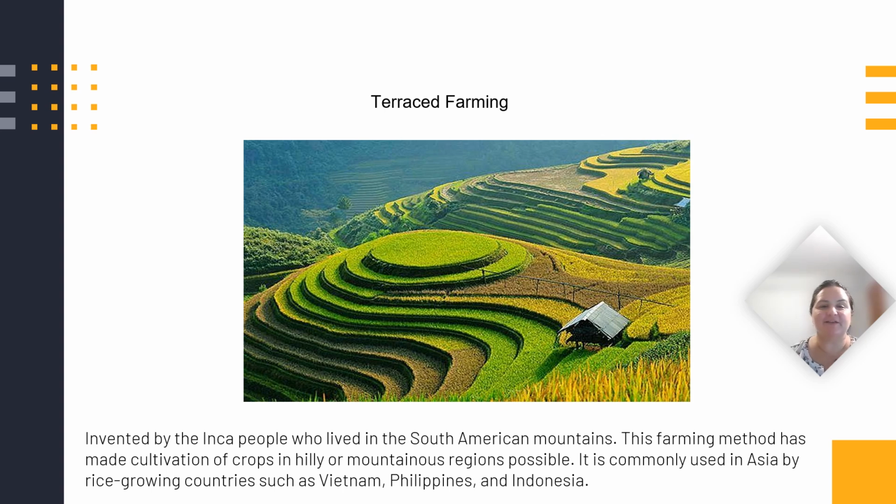Terraced farming is another great example of possibilism, and a way that humans used terraces built into the sides of mountains to create much more arable land. This was first invented by the Incan people in South America. And of course, in modern times, this is used in many rice growing regions such as Vietnam, the Philippines, and Indonesia.